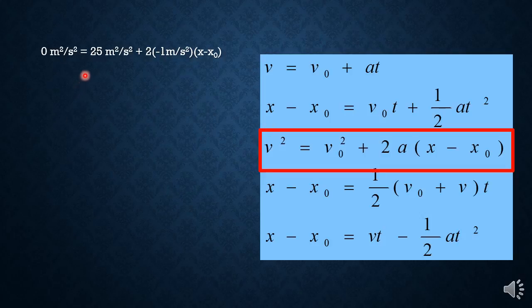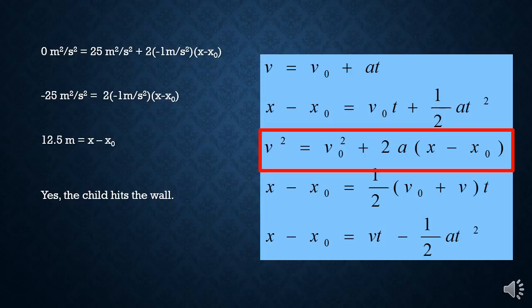I then want to figure out v sub 0. The initial velocity was 5 meters per second. So I have that here. And you'll notice I've gone ahead and squared both of those, which is why my new units are meters squared divided by seconds squared, plus 2 times the acceleration times the displacement, which is what I want to find. I do a little bit of rearranging of the equation, and I'm able to solve that the child would go 12.5 meters before the flat tire would stop her. That means, yes, the child hits the wall.